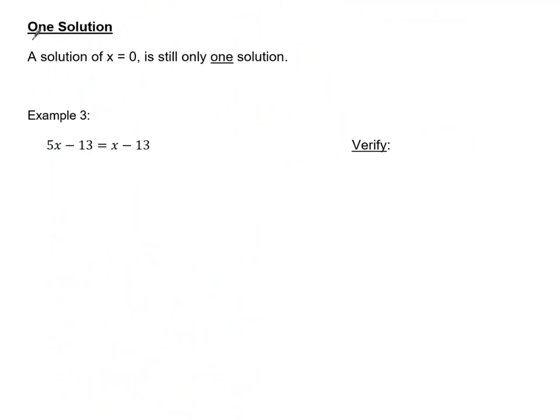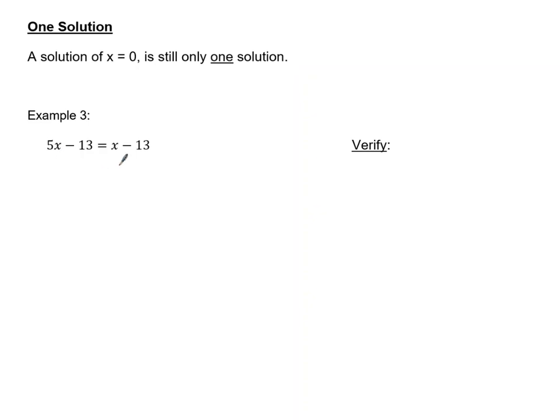This is back to when we have one solution. A solution of x equals 0 is still just the one solution that we've been finding before. But for some reason, when students get 0 as one of their answers, they tend to get nervous. Don't get nervous. 0 is another one of our numbers. Let's look at example 3.